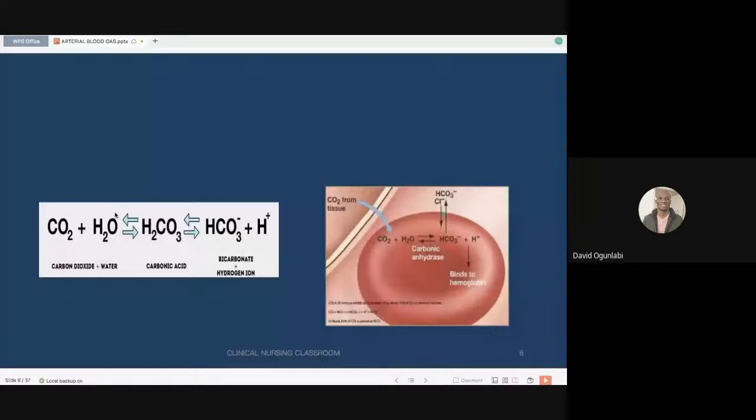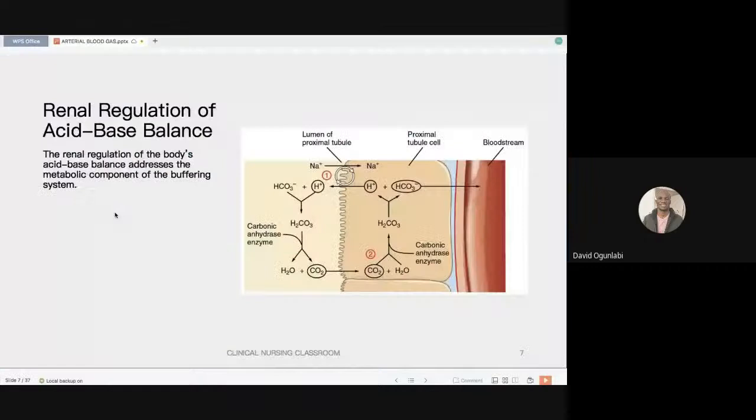Yeah, so this is renal regulation of acid-base balance. Don't forget, under respiratory regulation, our emphasis is on carbon dioxide. Now, under renal, our emphasis is on bicarbonates.